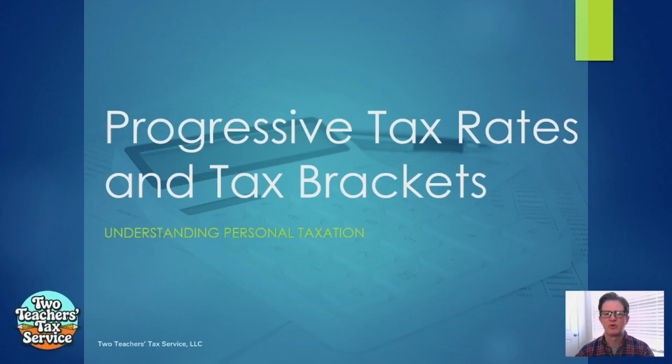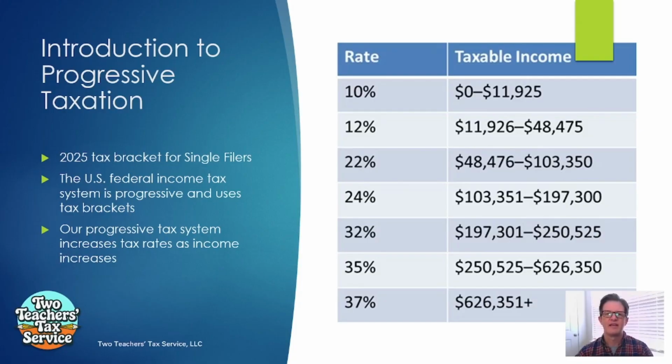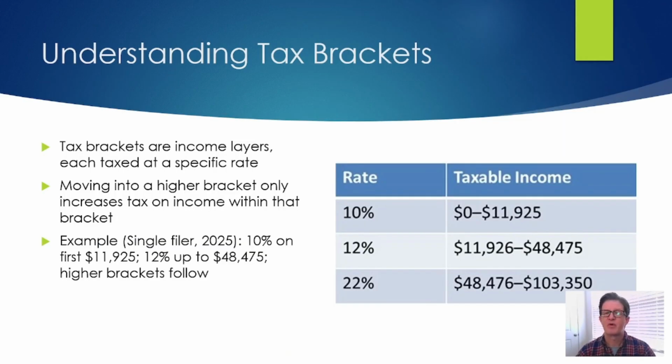Today, we're going to talk about progressive tax rates and tax brackets. On the right, you'll see the 2025 tax bracket for single filers. The U.S. federal income tax system is progressive and uses tax brackets. Our progressive tax system increases tax rates as income increases. Tax brackets are income layers, each taxed at a specific rate. Moving into a higher bracket only increases tax on income within that bracket. So let's look at this particular bracket here.